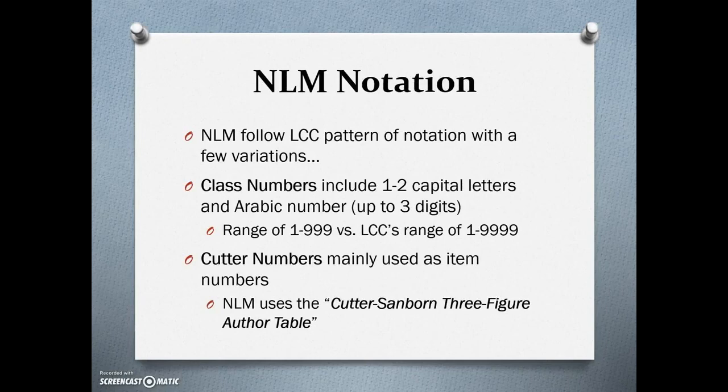When it comes to notation, NLM follows the general pattern of notation that's used in Library of Congress classification, with a few variations to meet its specific needs. NLM has developed class numbers that generally include 1 or 2 capital letters, followed by an Arabic number of up to 3 digits, with possible decimal extensions. This means that the NLM class numbers range from 1 to 999, in contrast to the LCC's number range of 1 to 9,999. Cutter numbers also play an important role in NLM classification practices, as they do in LCC, but instead of using the LCC's simpler cutter number table, NLM refers to the more complex Cutter-Sanborn 3-figure author table to determine its item numbers.